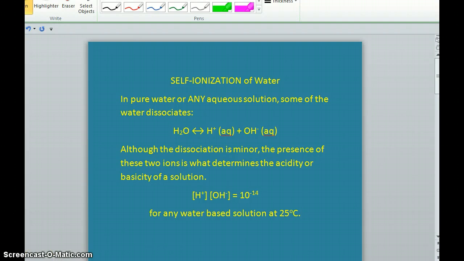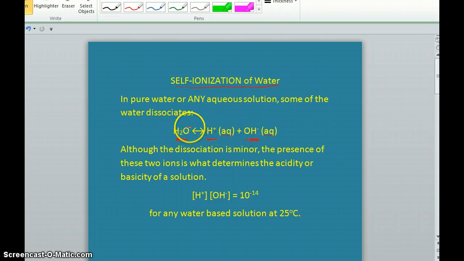So we spent a long time talking about solutions and aqueous-based solutions, and now we have to turn our attention to a very critical consideration, and that is the self-ionization of water. You see, whether you're talking pure water or water as a solvent in a solution, some of the water molecules self-ionize. They dissociate into protons and hydroxide ions in a 1-to-1 ratio.